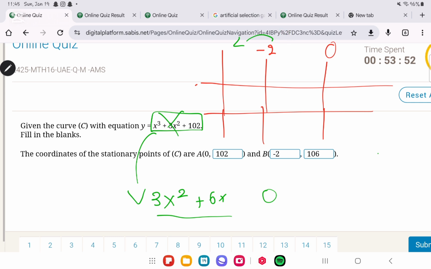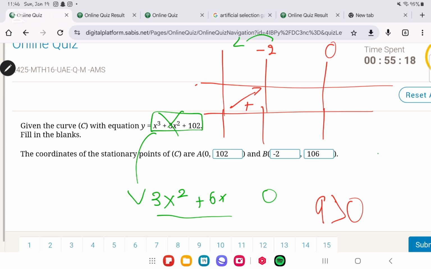So let's say -3, for example. So it's gonna be 3 times -3 to the power of 2, plus 6 times -3. And we are gonna get an answer of 9. And we know that 9 is greater than 0. So if it's greater than 0, it's gonna be increasing or positive, okay?